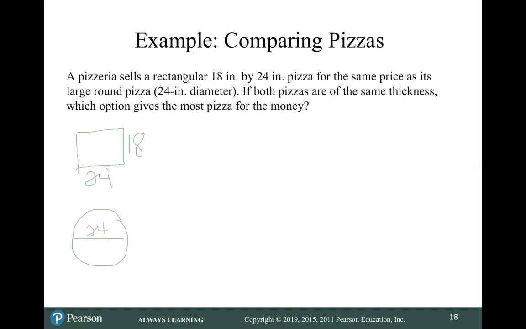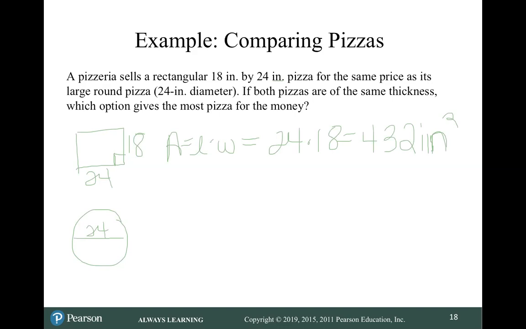So how do we find out which has more pizza? Well, now we're looking for surface area. So to find the area of a rectangle, that is length times width or base times height. I'm taking those two perpendicular dimensions and multiplying. 24 times 18 should give us 432. Our units here are inches, so that's squared inches.